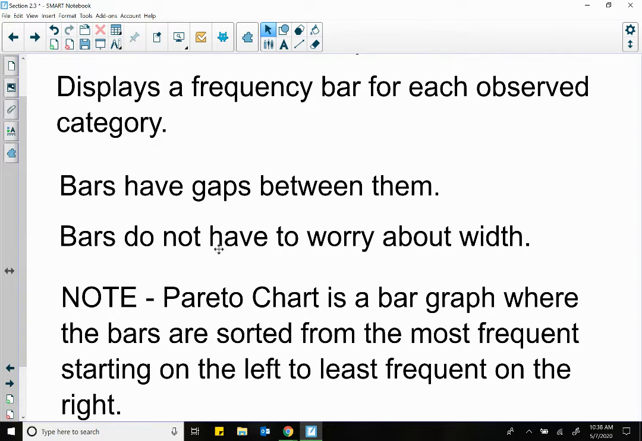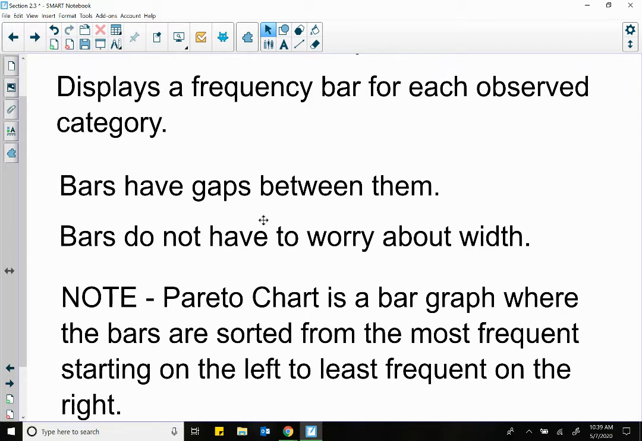Now, the other thing is you do not have to worry about the width of the bar. Okay, so you can make one bar really, really fat and another bar really, really skinny. It doesn't matter. Okay, because all these bars really represent is how many times did this result happen, hence frequency. Okay, so you don't really have to worry about the width, but in general, we do keep the widths relatively the same. Okay, it's just weird looking at a bar graph with a huge width for one category and a small width for another. That's just weird. Why would you want to do that?